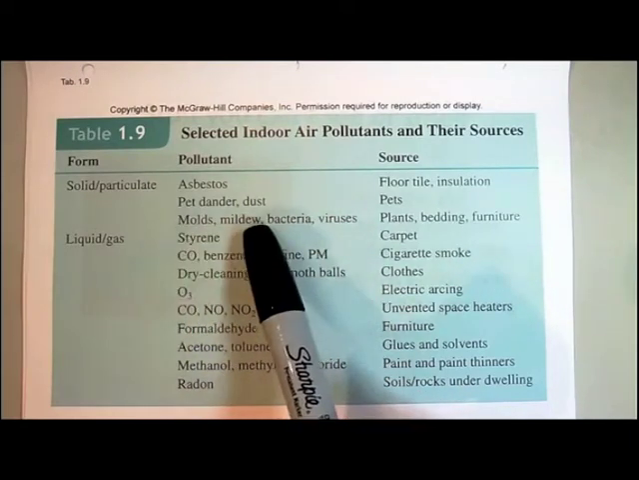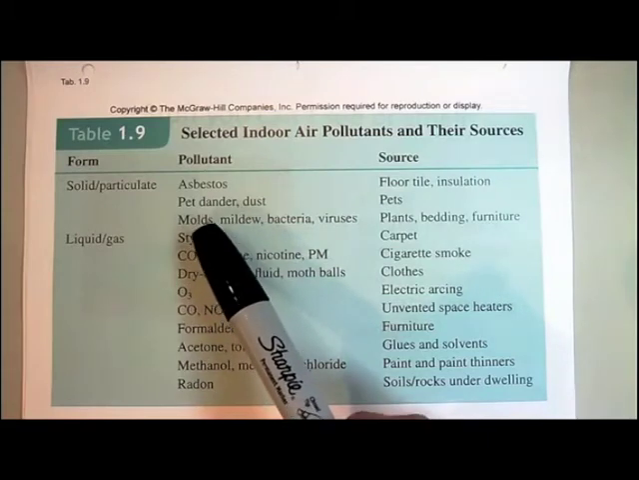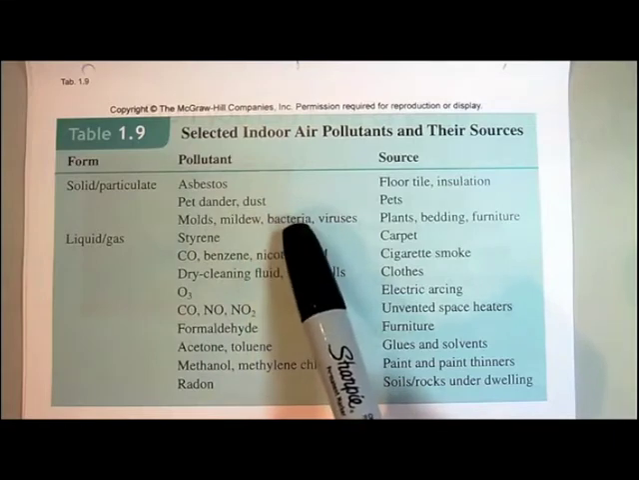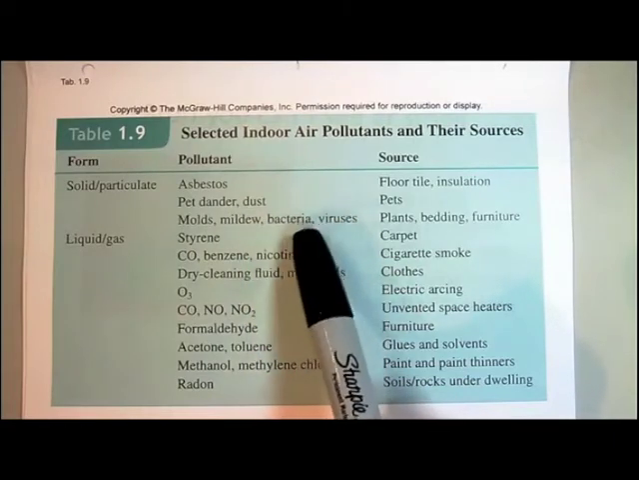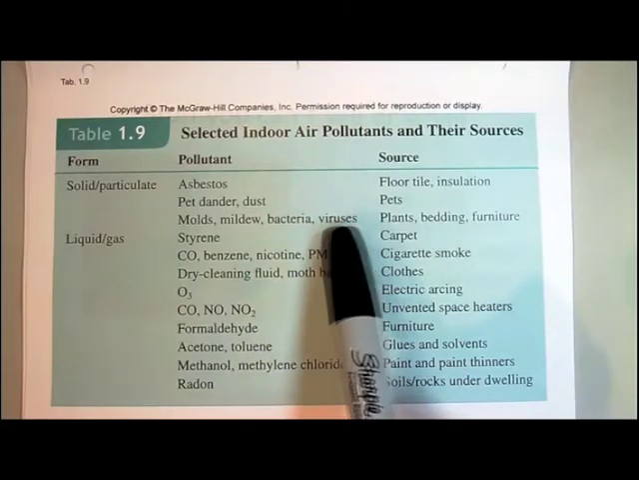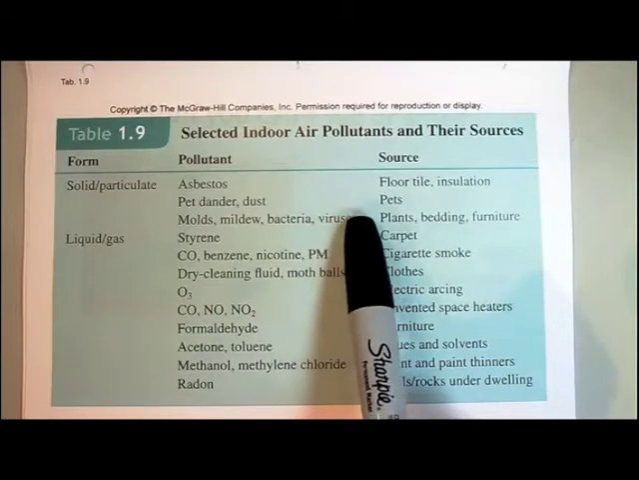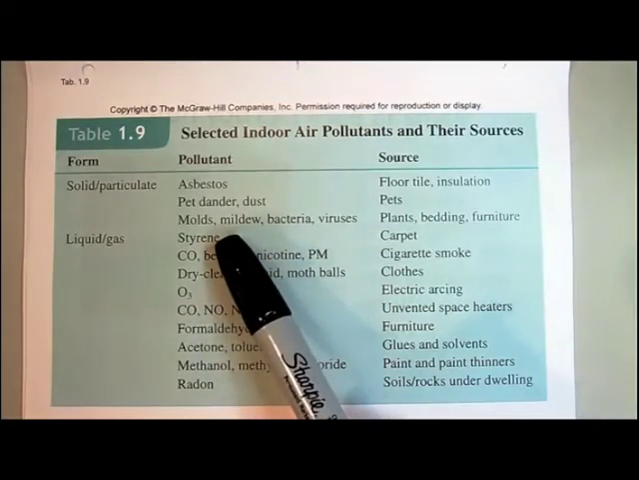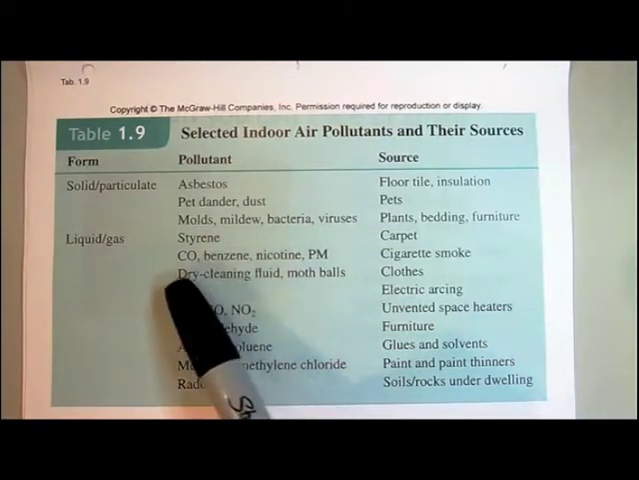Molds and mildew, if you have a lot of moisture in the air, you can have more mold and mildew build up. And then inside, if you don't have good circulation, it's all just staying inside. That's why people get sick more in the winter, because people are inside more and the viruses get passed from person to person.